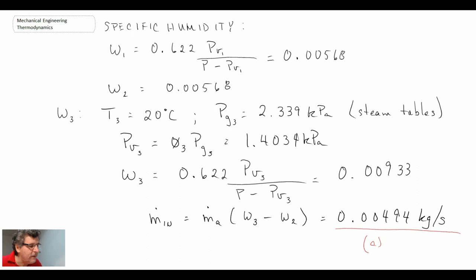Now the next thing that we will do in solving this problem, we've done our mass balance for dry air and water. The next thing we'll do in the next segment is apply the first law, and with that we'll be able to put together the other pieces of the puzzle.